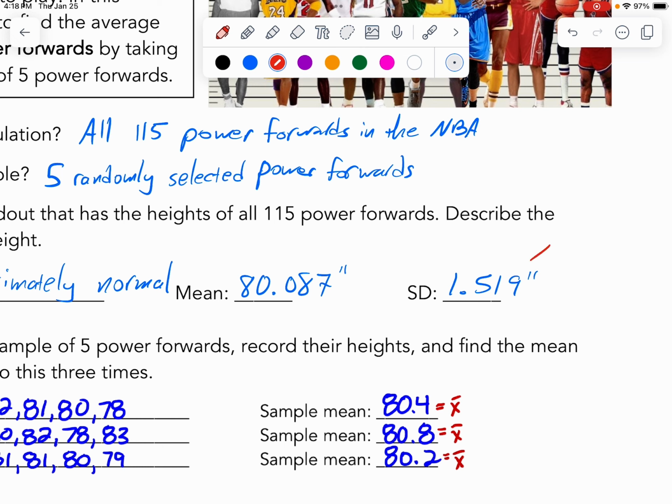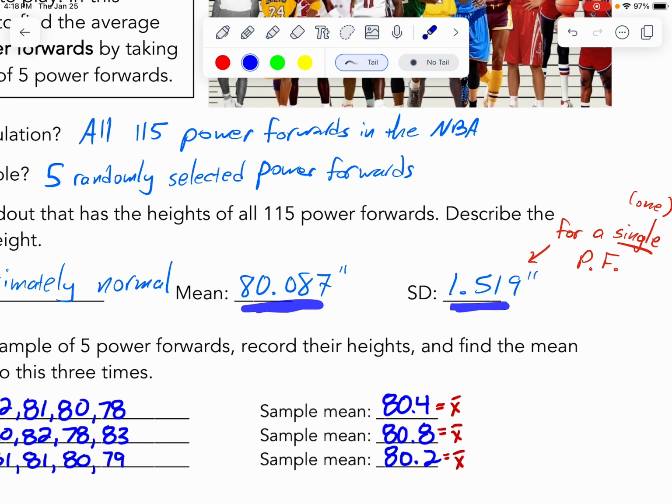I'm going to make a note here. This is for a single power forward. In other words, for one. If you pick one person, one power forward, on average, they would vary 1.5 inches from 80 inches.